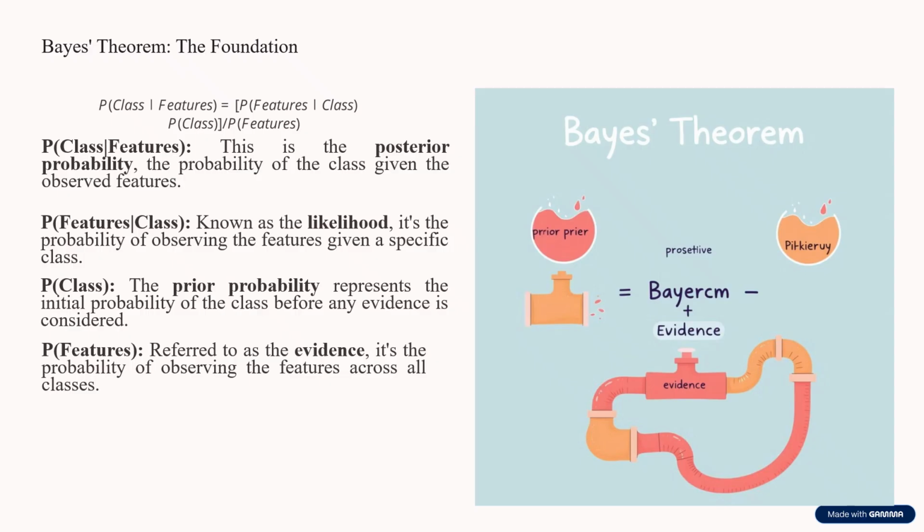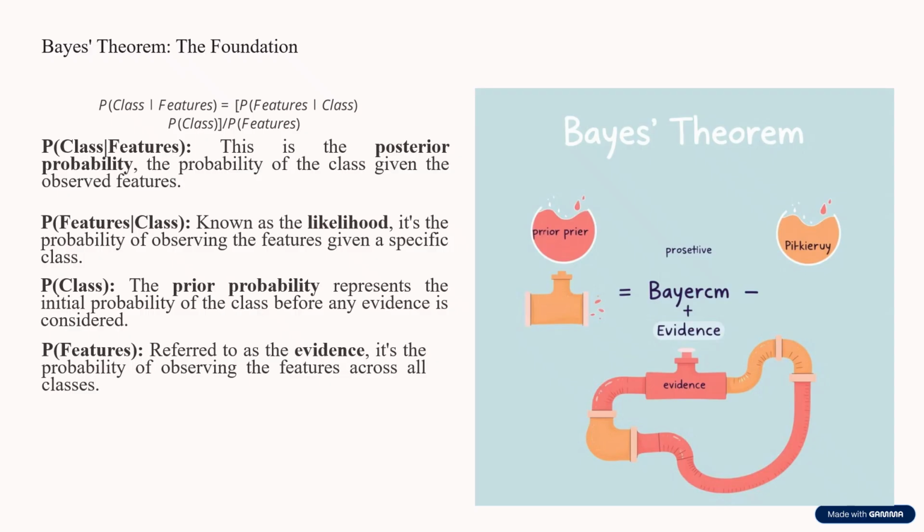So the first one is the probability of the class given the features. This probability is called the posteriori probability. It is the probability of the class given the observed features. With the features that we observe, I'm going to calculate the probability of the class. That is called the posteriori probability. The probability of features given the class is the maximum likelihood. It is the probability of observing the features with a given class. In the previous case we defined the class with the observed features. Here we find the probability of the features given this particular class.